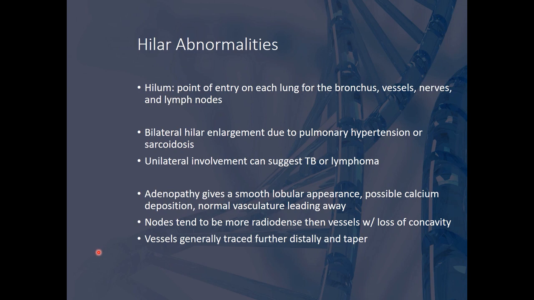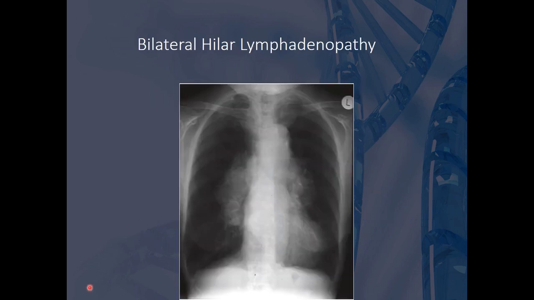Bilateral enlargement can be due to pulmonary hypertension or sarcoidosis. Unilateral usually is suggestive of more of TB or lymphoma. We look at adenopathy. It often gives the smooth lobular appearance. There's possible calcium deposition, normal vasculature leading away. The nodes themselves tend to be more radiodense than the vessels with the loss of concavity, and the vessels are generally traced further distally and they taper off. So here is an example of bilateral hilar lymphadenopathy.